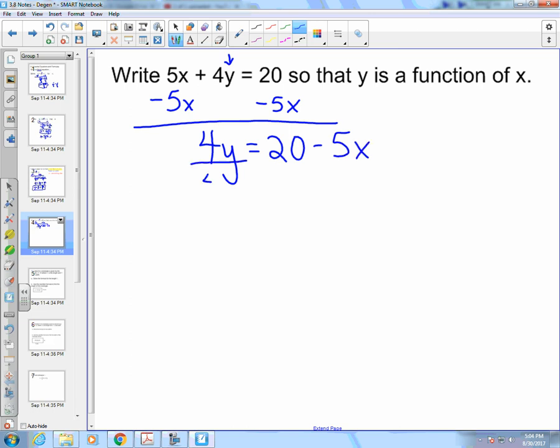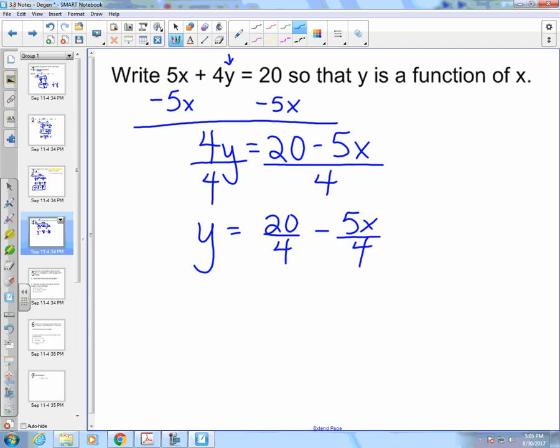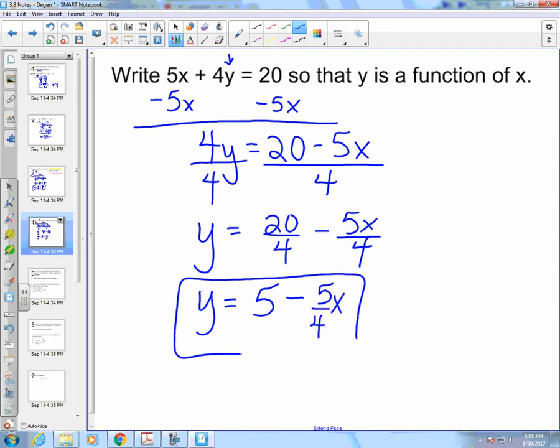Then we're going to divide by 4 on both sides, and that means that we are going to divide both of these sections by 4. If you want to right away write 4 underneath each of those on the right-hand side, you sure can. So y is equal to 5 minus 5/4 times x. This is in function form.